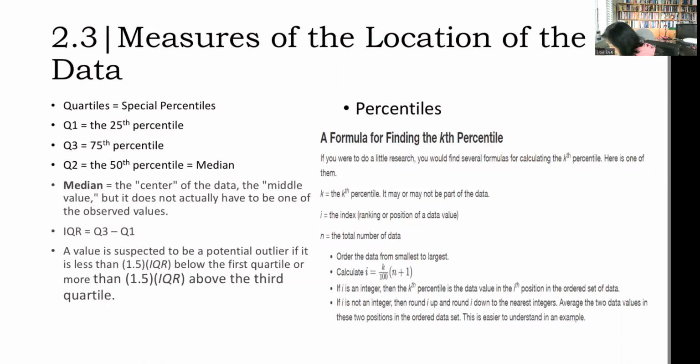Hello, today we are going to continue our section 2.3, measures of the location of the data. First, what are quartiles? They are special percentiles. What we commonly use are the first quartile, denoted as Q1, which is the 25th percentile.